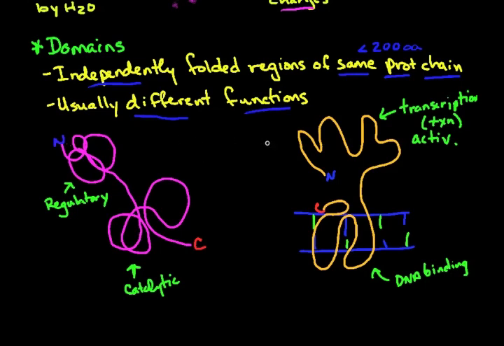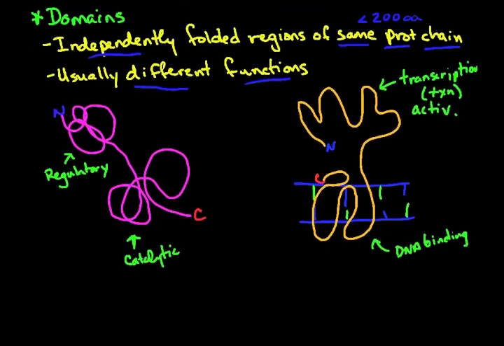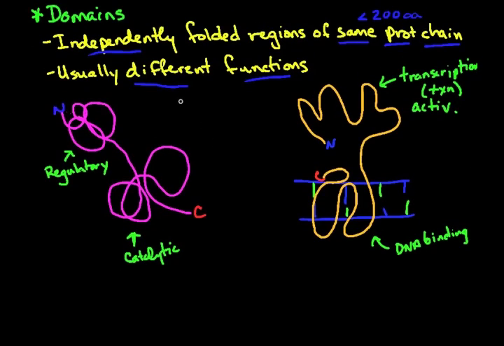Usually you're not going to form domains unless you need to have different functions for those domains, okay? So in this case I drew this protein with two domains, and you can see that because they're separately folded parts of the same chain, one amino end, one carboxy end. This end could be, say, a regulatory domain. The regulatory domain would be responsible then for controlling the activity of the catalytic domain.